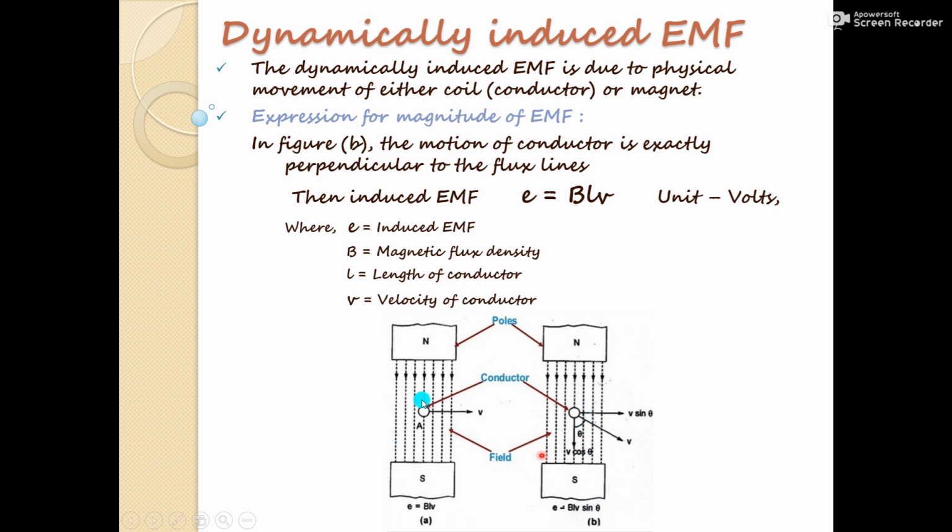So EMF induced in the first case is BLV, where B is magnetic flux density, L is the length of conductor and V is the velocity of conductor. And for the second case, the EMF induced will be BLV sin theta.